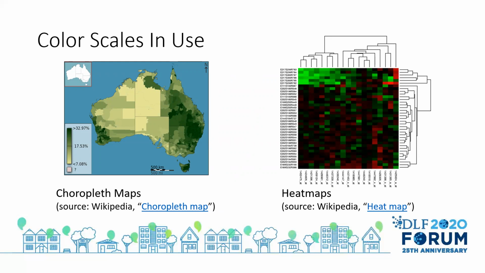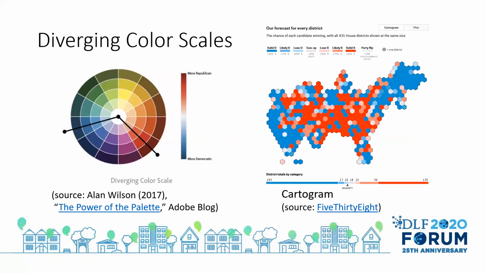And while the choropleth map uses a single hue color scale from light to dark green, this heat map on the right side of the screen uses a different kind of color scale that we'll look at in more detail on the following slide. It moves from green to black to red. So when you take two gradients and put them together with a color like black or white in the middle, that is called a diverging color scale.